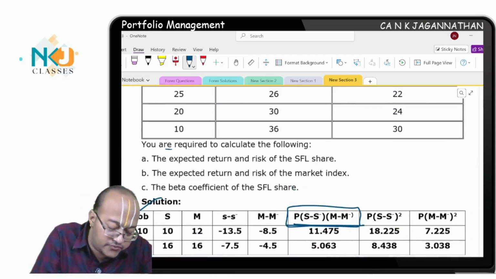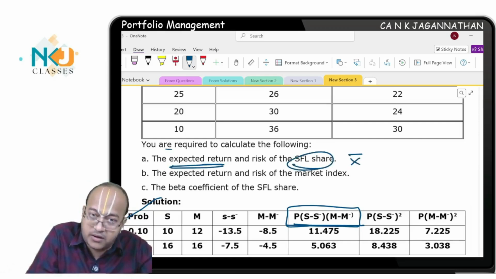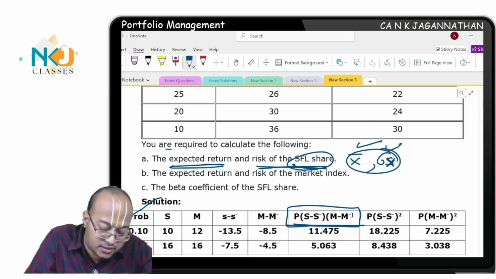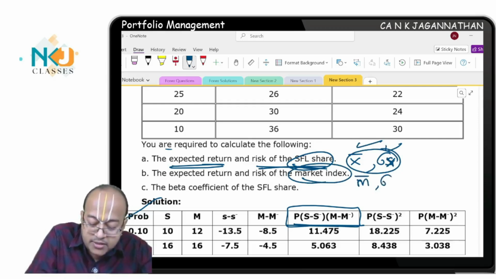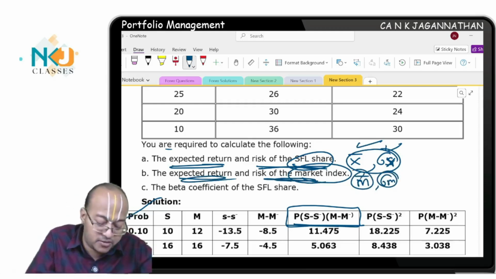You are required to calculate the following now: expected return. This is of the SFL share, x bar, correct? And risk of the share, which means sigma of x. Sigma x they are asking. So risk and return they are asking. Same way for the market index also: m bar and sigma m they are asking. Are you all understanding? Average and then the variation they are asking.